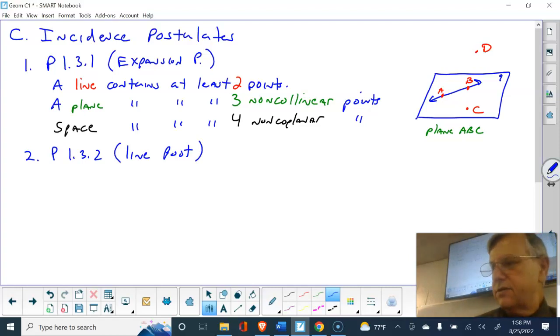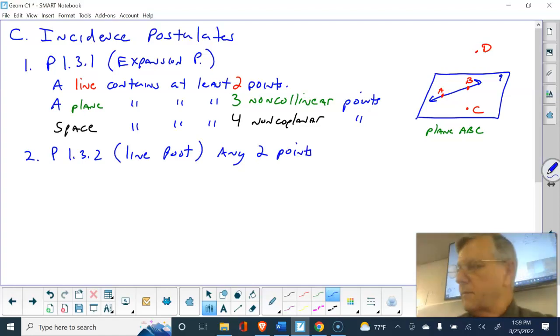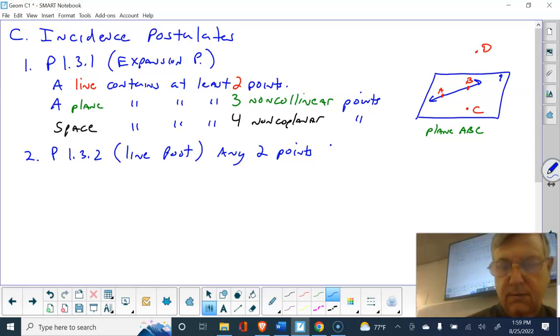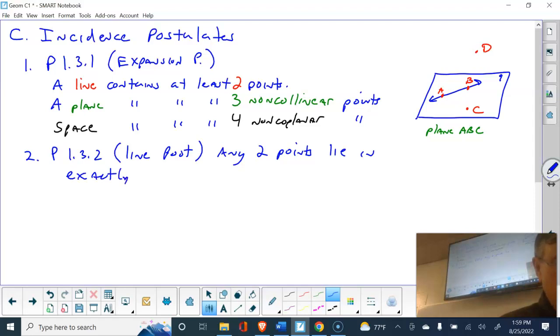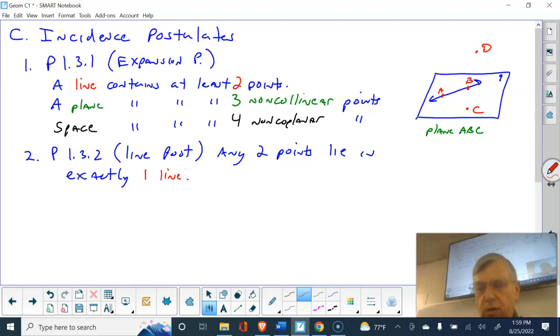And this one simply states this: any 2 points lie in exactly one line. Any 2 points lie in exactly one line.